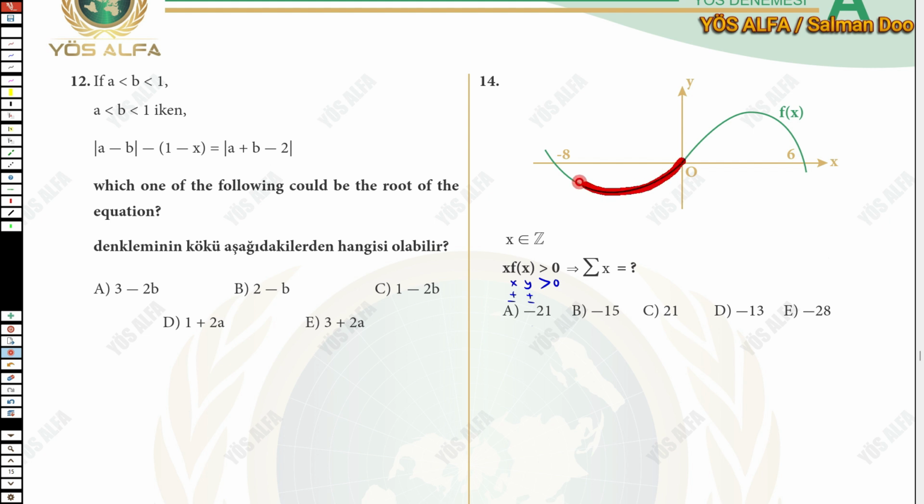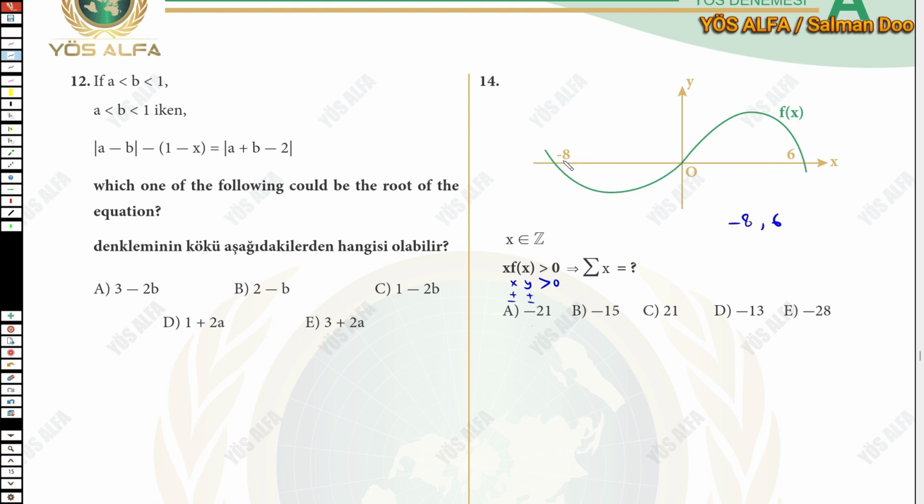How about this region? We have negative values of x in this region, and for all these x values, the corresponding y values are also negative, because we have y's here. For this point, we have negative y. For this point, we have negative y's. For every single point of x in this region, we have negative y. So both x and y are negative in this region, so this is also okay. So our solution set is from negative 8 to 6.